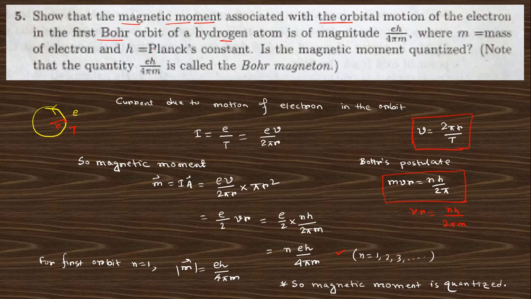For the first Bohr orbit n equals 1, so you get this expression, and that matches. From here you can see that this m actually depends on n, which is quantized: 1, 2, 3, 4. So the magnetic moment is also quantized, right? This is an important question for the future. Go to the next question.